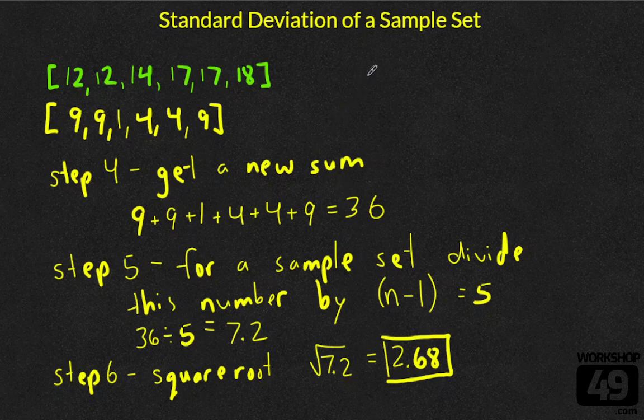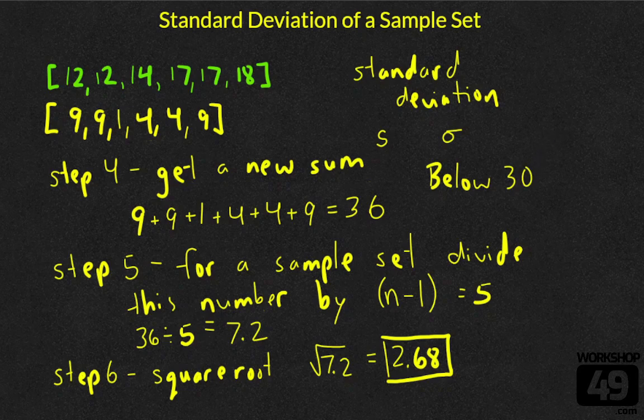And that's why sometimes, when we're writing out our standard deviation, you sometimes see it written as a symbol S, or you sometimes see it written as that little lowercase sigma. When we're using that standard deviation S symbol, that means it is a sample set standard deviation. And if it's a sample set standard deviation, that means really small groups. Be thinking below 30. Below 30 in your sample, you should be dividing by n-1 in step 5 instead of just n, which you would do for a larger set.